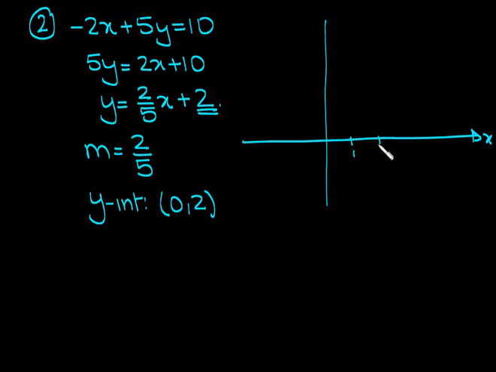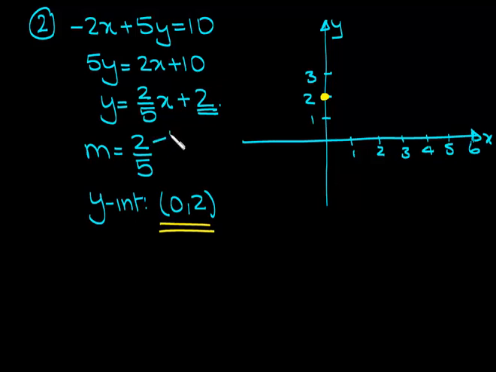So we have 1, 2, 3, 4, 5, 6, and we have 1, 2, 3. So I need 2 points to graph a line. I already know my y-intercept, so I know 1 point. Let's find the second point. So what does it tell me to do?